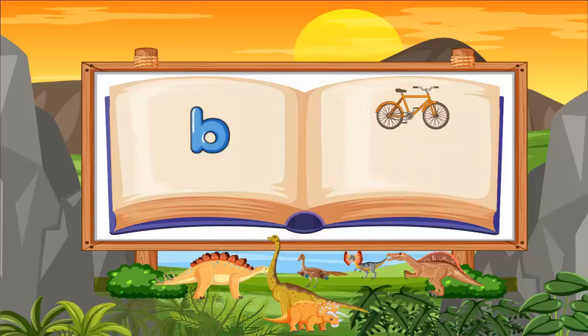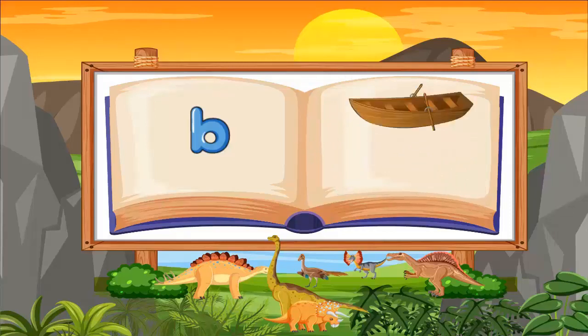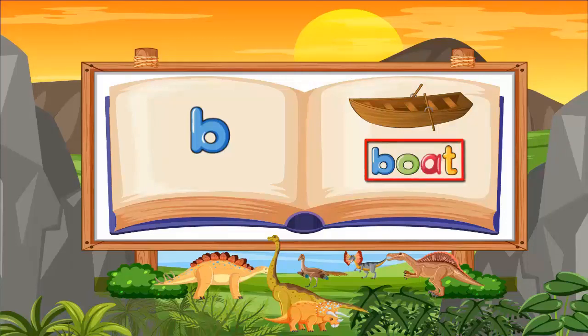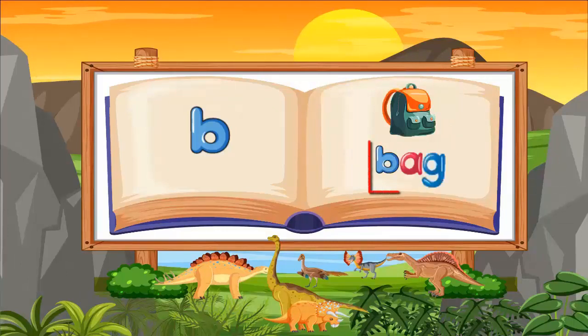B for bicycle, B, I, C, Y, C, L, E, bicycle. B for boat, B, O, A, T, boat. B for bag, B, A, G, bag.